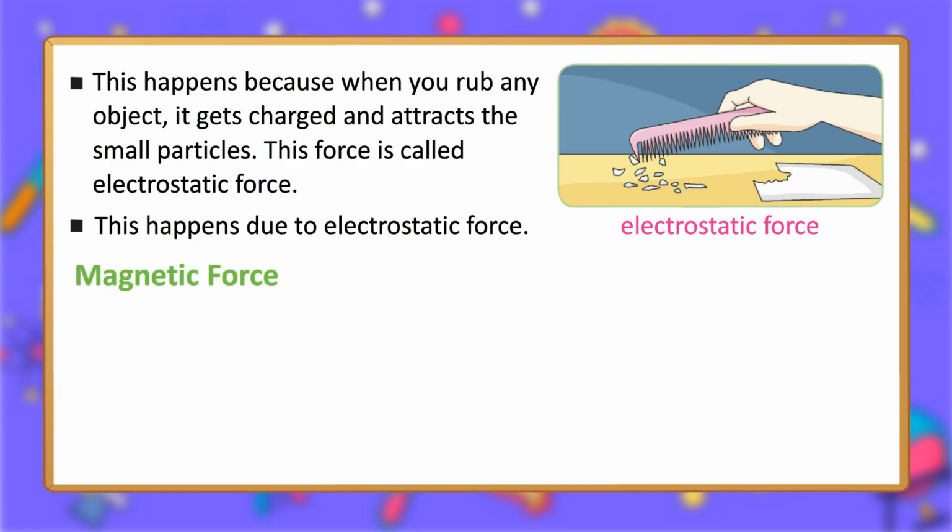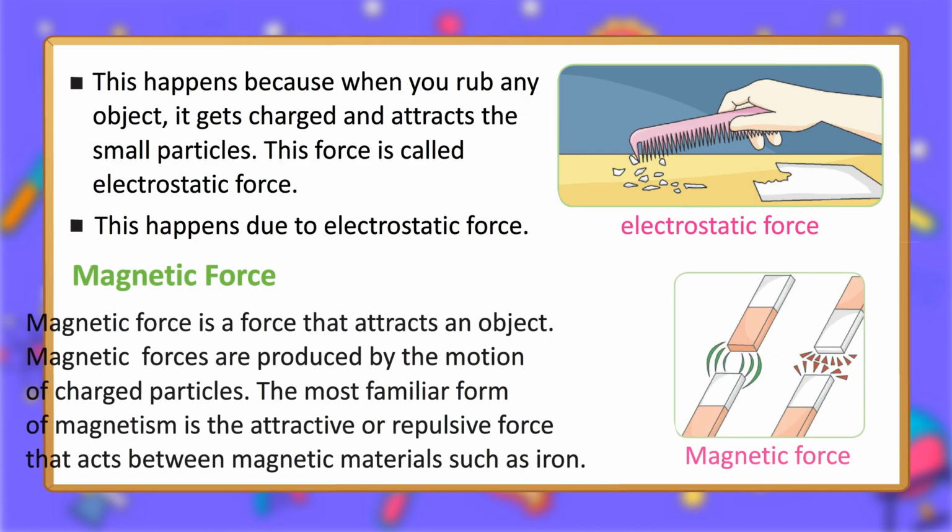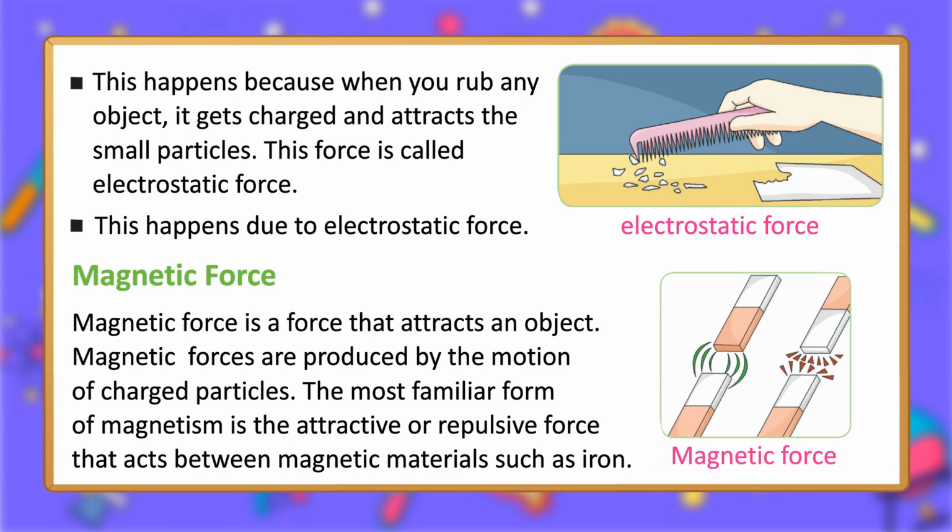Magnetic force. Magnetic force is a force that attracts an object. Magnetic forces are produced by the motion of charged particles. The most familiar form of magnetism is the attractive or repulsive force that acts between magnetic materials such as iron.